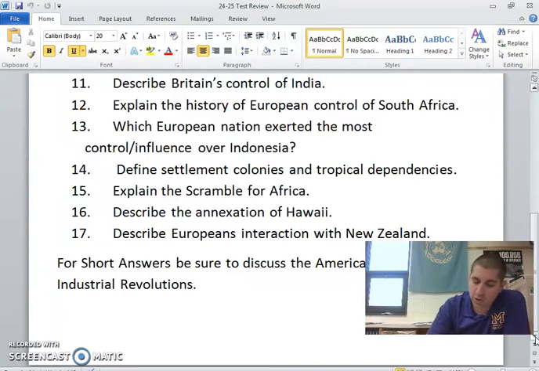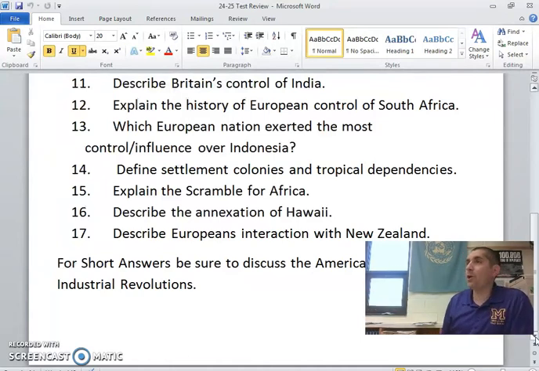Number 15, explain the Scramble for Africa. This is a time period, and basically what's happening is, remember, when the European colonies first start to exploit Africa, it's for what? What are they trying to get? Slaves first. First and foremost, it's slaves. They just pull up on the coast, pick up the slaves, and take them to the New World. As time progresses, though, the Europeans are going to move further and further where? Inland. Further and further inland, going after resources and things like that.